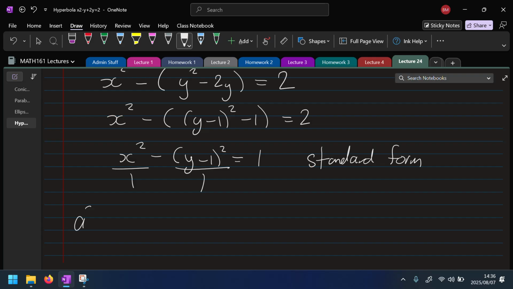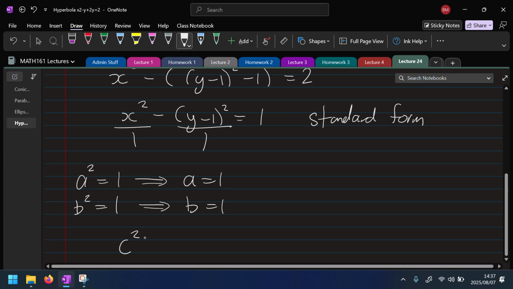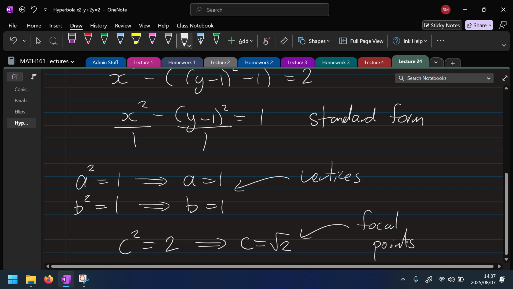Okay, so let's fill in what we know. a squared is 1, so a must be 1. b squared is also 1, so b must be 1. So we've got a and b. c is missing, so we can find out what that is. c squared is a squared plus b squared, so that will be 2. So c is root 2. A and B give us our vertices, depending on the orientation, and C gives us the focal points. Okay, so we'll find those, and then we'll find the asymptotes.